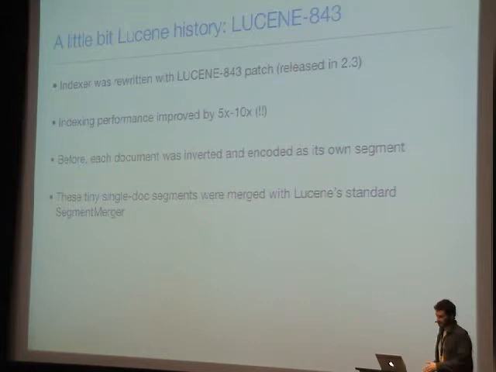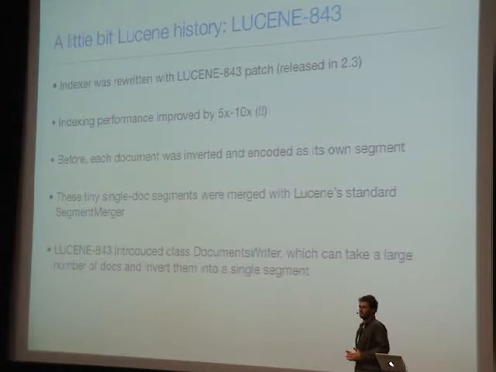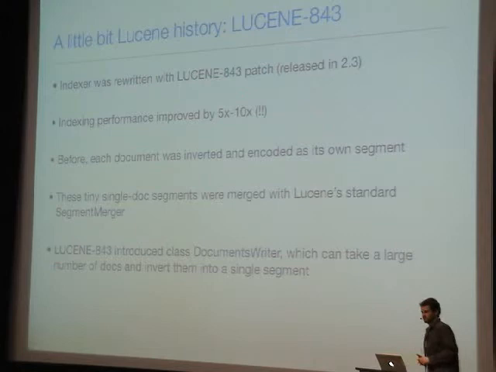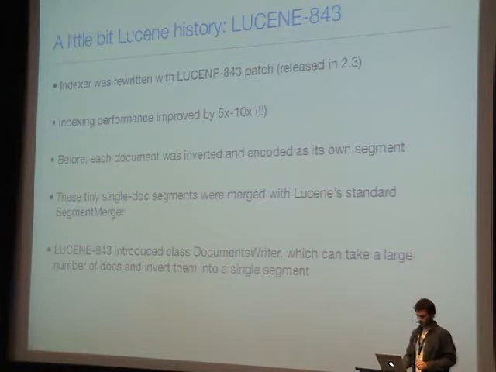With 843, a class was developed called DocumentsWriter that can take a large number of documents and directly encode them into a single segment. And that alone was the reason for this dramatic improvement. So you can see that there is a certain overhead of doing frequent segment merges versus using this faster DocumentsWriter approach.